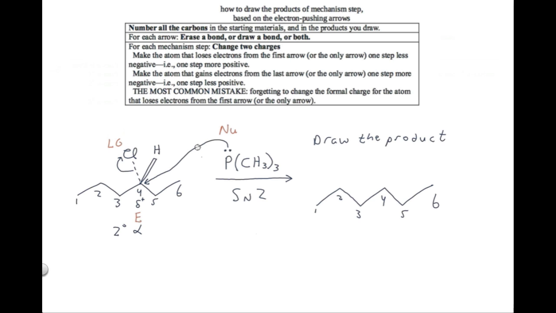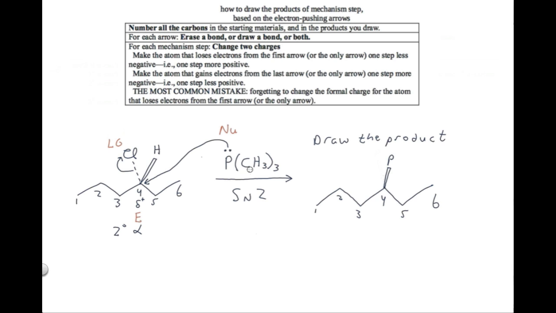This arrow tells us to draw a bond. Between which 2 atoms? Between the phosphorus and carbon 4. Now, we know that the nucleophile has to attack from the side opposite to the leaving group. So since the leaving group started behind the page, the phosphorus has to attack from in front of the page, which means the phosphorus should end up on a wedge. Phosphorus ends up on a wedge.